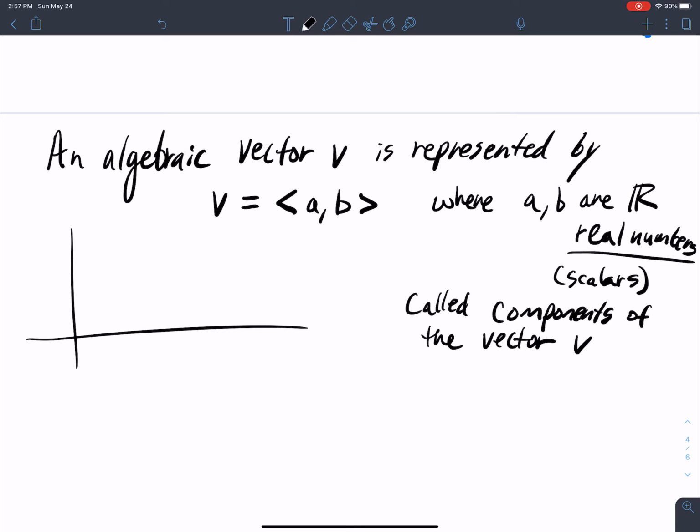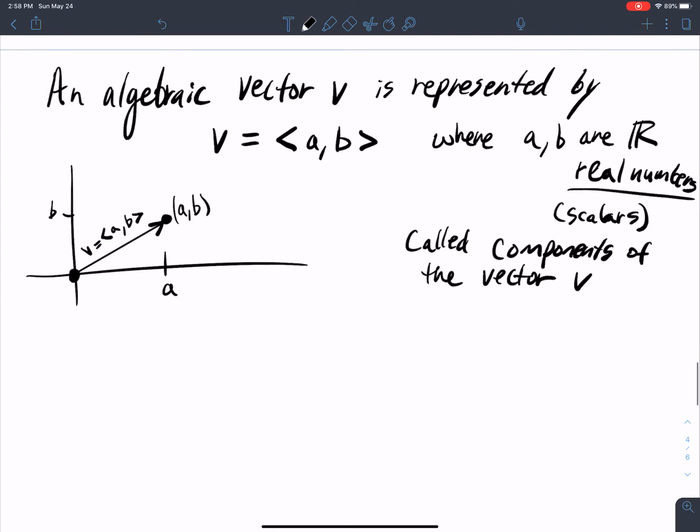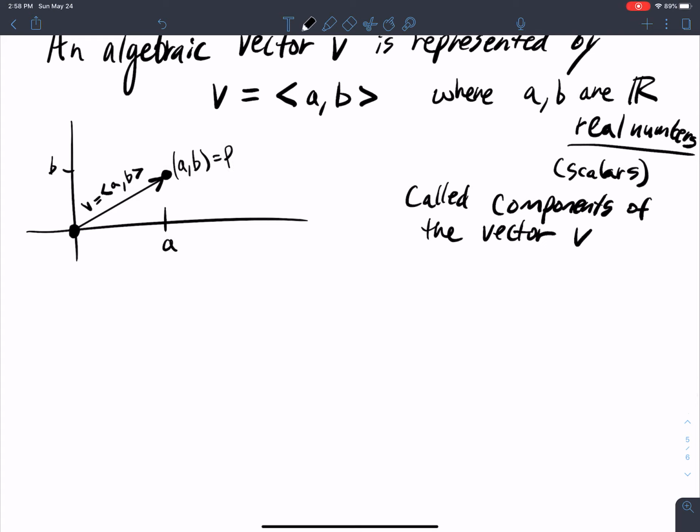So if you go out a here and up b here to get to that point there, this is v, which is equal to a comma b. That's that vector right there. So a rectangular coordinate system is used to represent algebraic vectors in the plane. If your initial point is the origin, then this point right here, the terminal point, is going to be your a comma b. You don't have to start at the origin, but that's where we start with this picture. Something to keep in mind there.